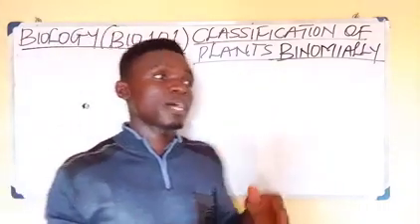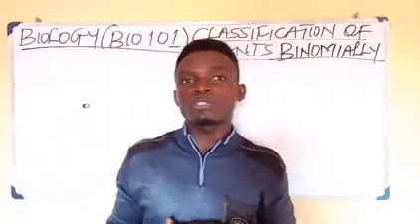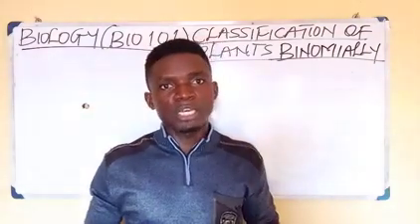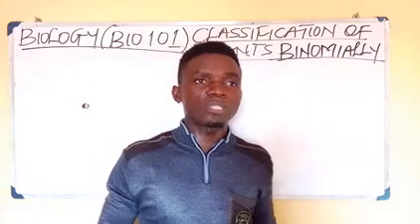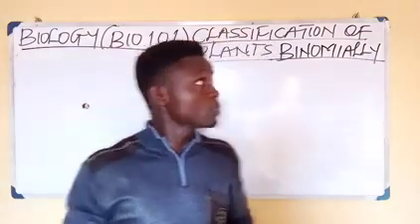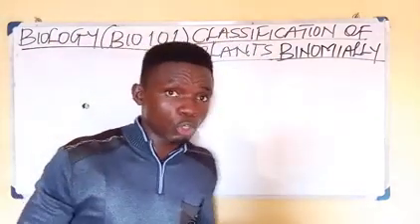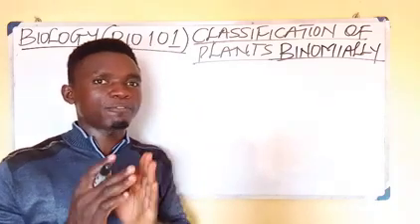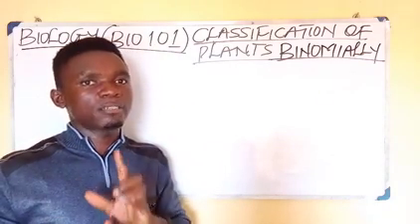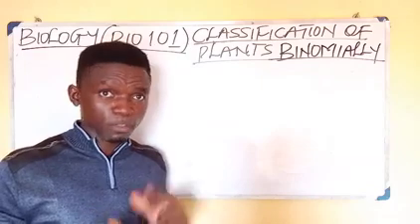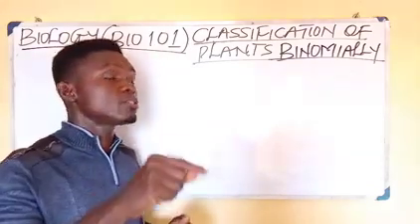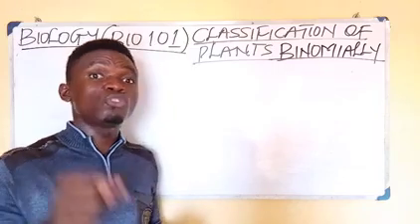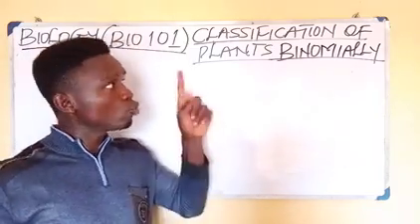I told you that the father of the binomial system of nomenclature is Carolus Linnaeus. He classified plants in the year 1753. So we are going to jump into the topic fully. Please, as I start, just follow it step by step because you can't run away from it. So long as you are a university student, you cannot run from it. You need it.